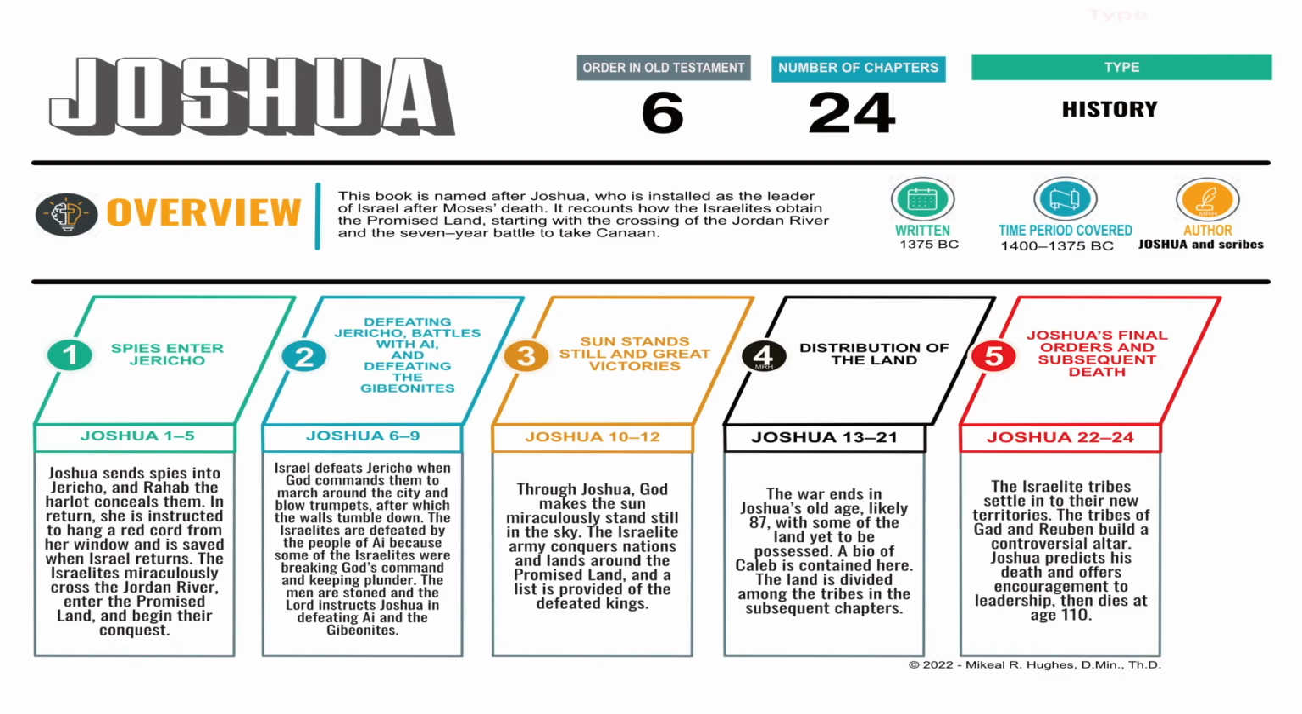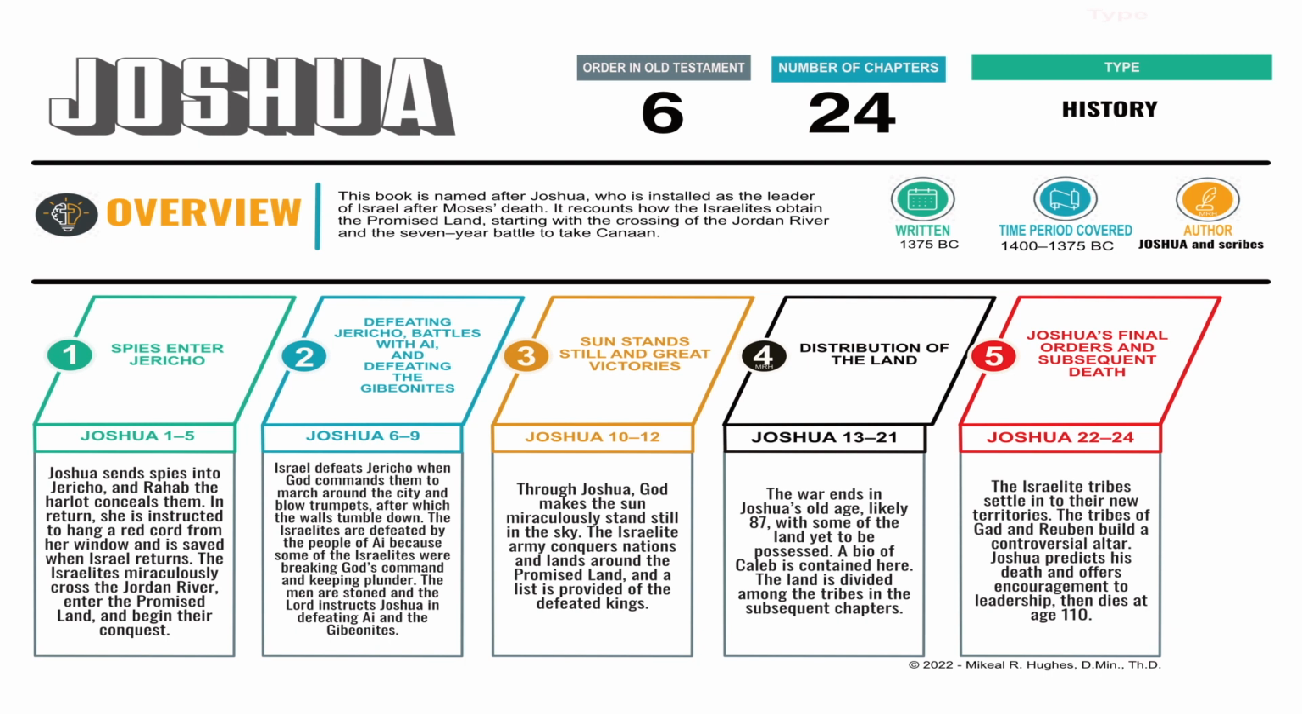A breakdown of the book of Joshua. We find that the book of Joshua is number 6 of the books in the Bible. 24 chapters. It's, of course, history. Our first history book in the Old Testament. Not a part of the Pentateuch. The first 5 books were the Pentateuch, Genesis through Deuteronomy, which we just finished. Again, depending on who you look at, thought about 1375, maybe covering a period of 1400 to 1375. What I find in most places, Joshua and scribes are the author.